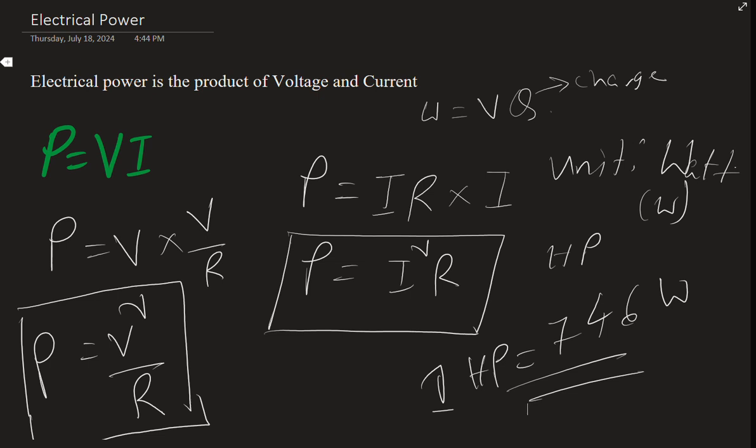Now let's move on to electrical energy. Electrical energy is the product of power and time. So W is equal to PT. This is basically a rearrangement of P is equal to W over T. So W is equal to PT. And what's the unit of energy? The unit of electrical energy is the same as the unit of work, which is joule.